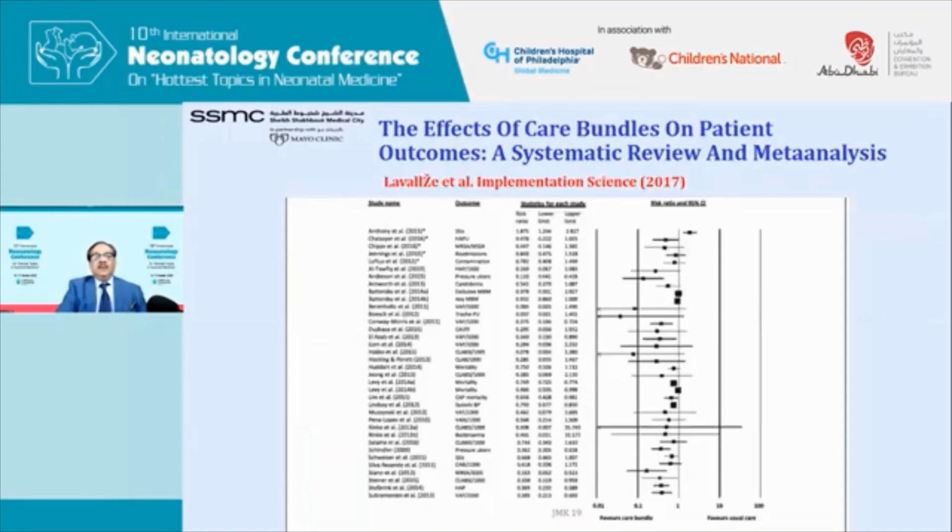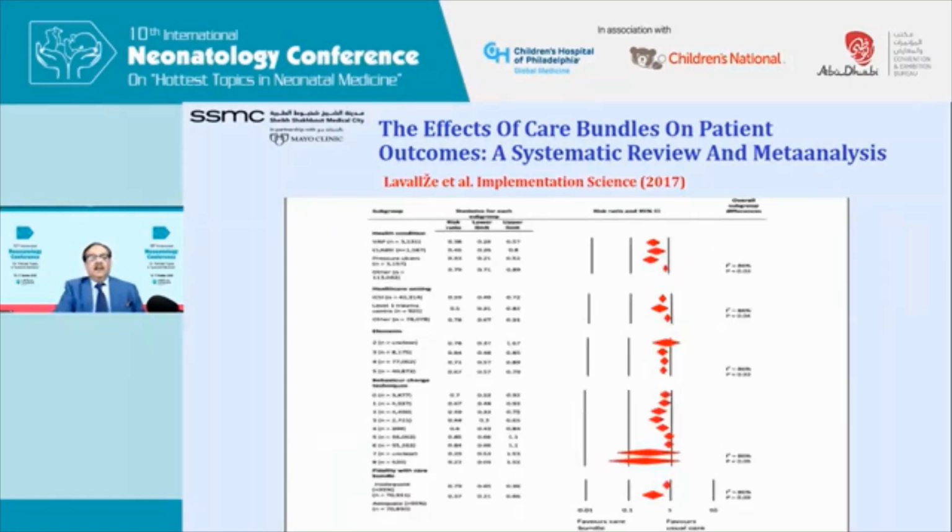Overall, it was published in 2019 in Implementation Science, the effect of care bundles on patient outcome, a systematic review and meta-analysis. You cannot see it, it's a very busy slide. A lot of studies all go in favor of the care bundle as compared to usual care. So all in favor of it. To make it easy, I divided it into different variables, but as you can see, all the diamonds are in favor of the bundle of care.